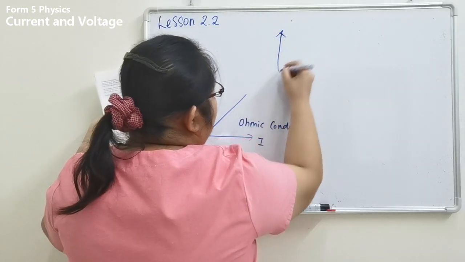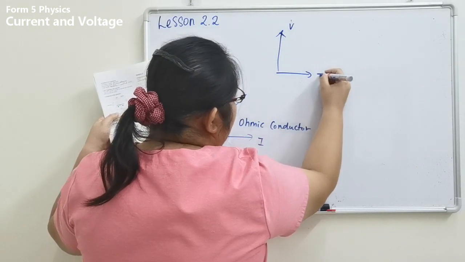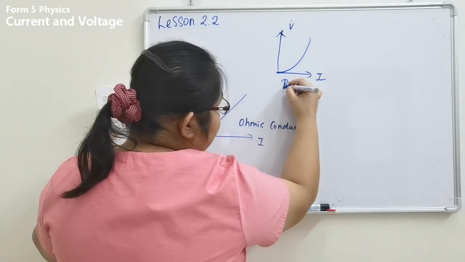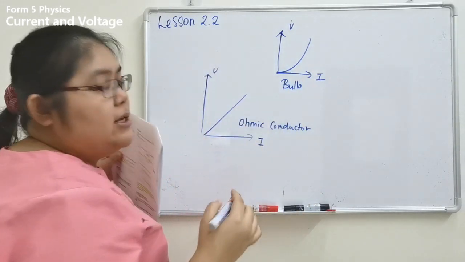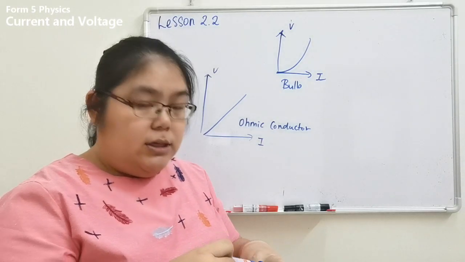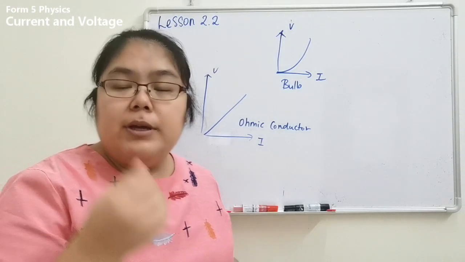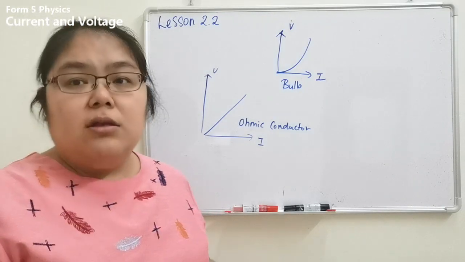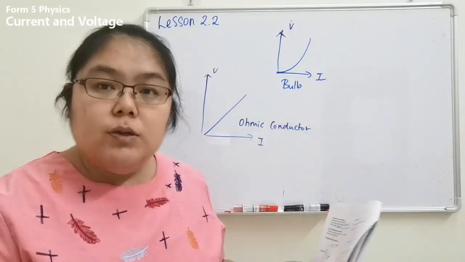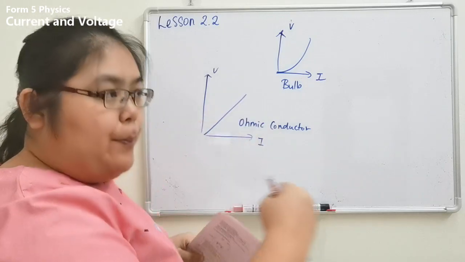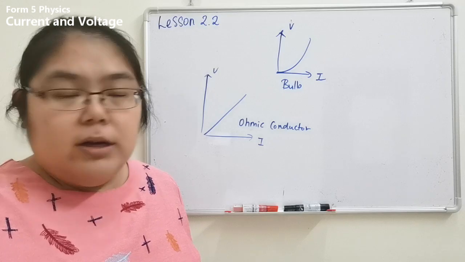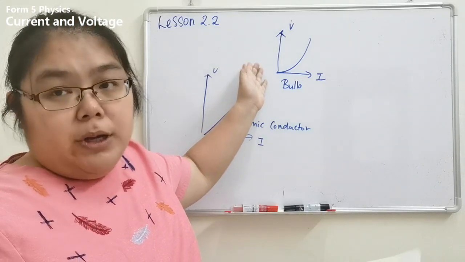Here I have a diagram to show you V versus I. It gets a curve going up. And this one is a bulb. What does the bulb use inside? It uses a filament. Inside the filament we use tungsten. The tungsten is not an ohmic conductor, that's why they get the graph going up. We also have resistance, but the resistance is not constant. So that one is a non-ohmic conductor.